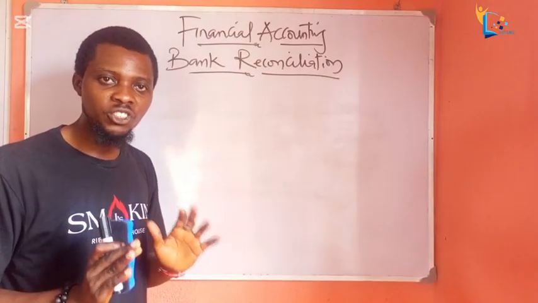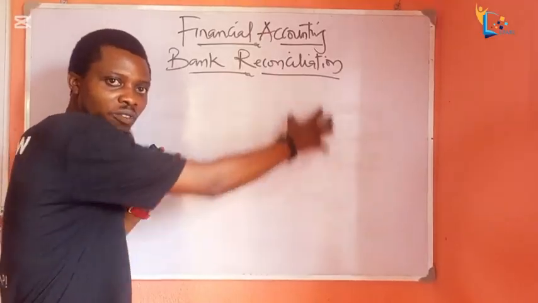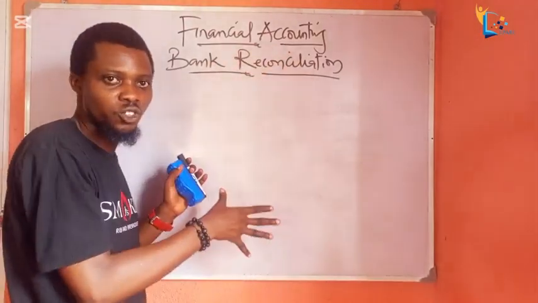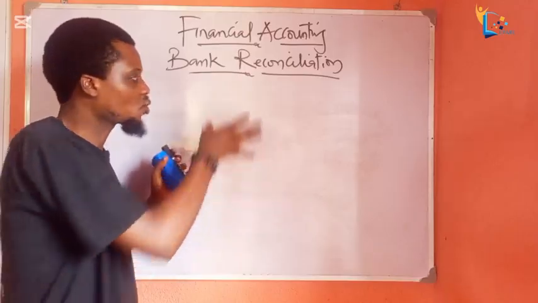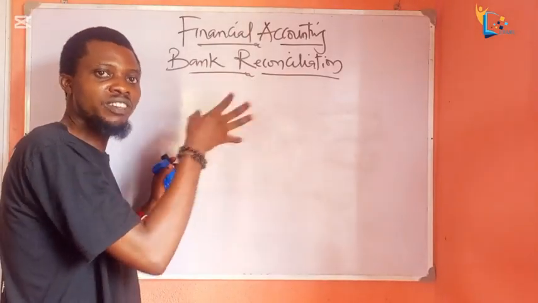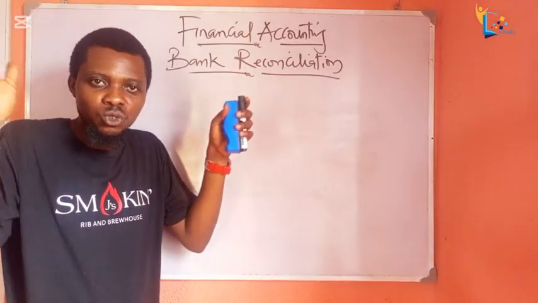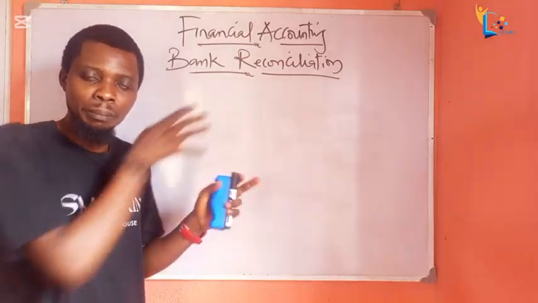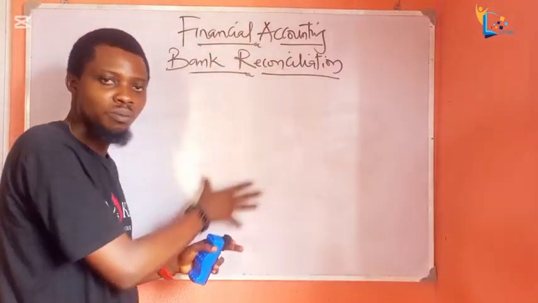So in a nutshell, what we are looking at here is the bank column of the cash book, not the cash column, because here we are dealing with bank reconciliation. Our interest has to do with the bank: the bank column of the cash book versus the bank statement. That's what we're interested in here. So I need you to narrow your mind down to this concept, not the cash column, please.